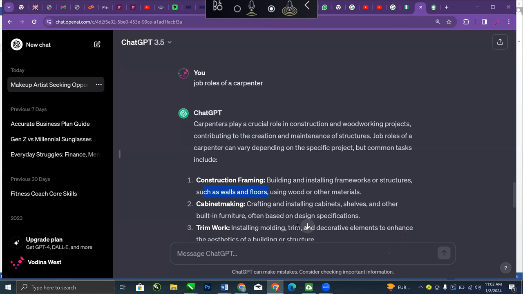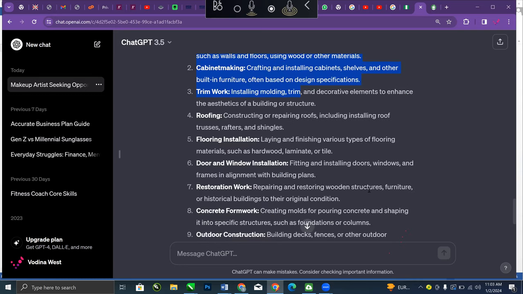Now, these are the job roles you're going to put. Not that you will copy it and paste. This will give you an idea. What do I build? Do I really build and install frameworks? But there's something you build and install. So I build and install beautiful shelves, kitchen shelves. So ChatGPT just gives you an idea on how to generate your own. There are plenty. Repairing and restoring wooden structures. Of course, all carpenters do that. You can use revamping wooden furnitures. Copy like 5, 6, or 7 of it and put underneath your work description.